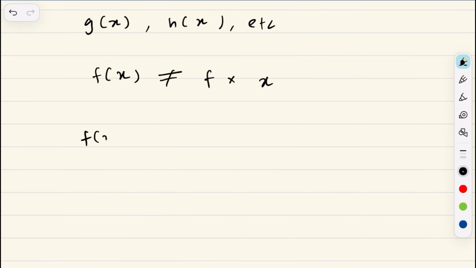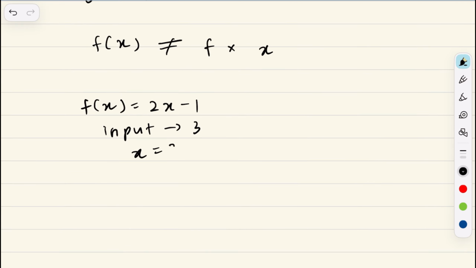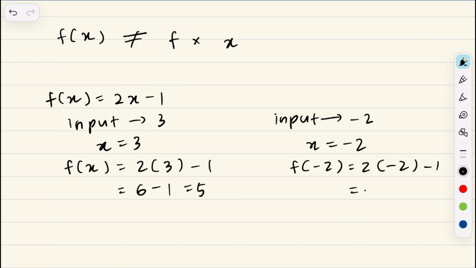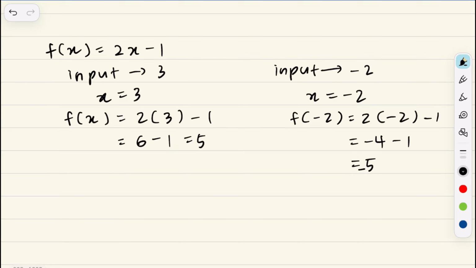For example, if we have f of x equals 2x minus 1, and let's say our first input is 3, that means x is equal to 3. x is our input. So f of 3 equals 2 times 3 minus 1. 6 minus 1 gives us 5. And when our input is negative 2, when x is equal to negative 2, f of negative 2 equals 2 times negative 2 minus 1. Negative 4 minus 1 gives us negative 5. All right? So this is an example of a function.